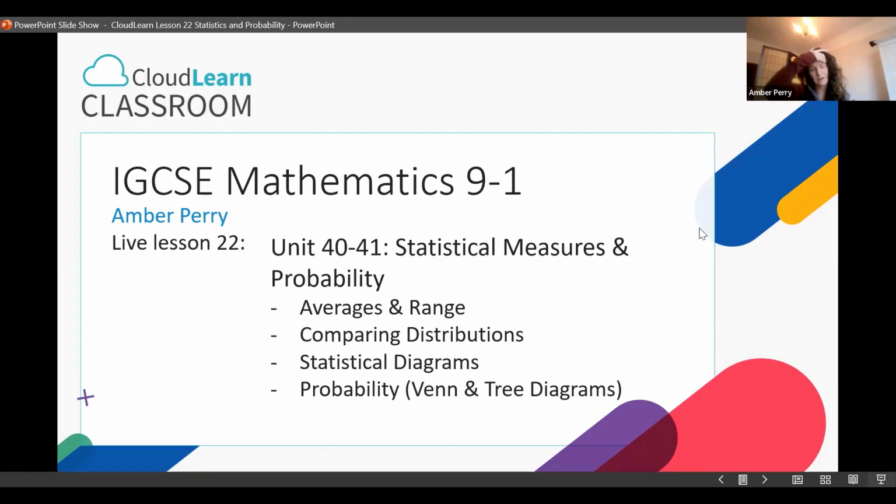Okay, so this week I'm going to try and cover quite a lot of material. I'm going to go for a quick summary of all of the statistical measures, concentrating on averages and range from grouped data, comparing distributions, and quickly just going over some statistical diagrams. And then also, hopefully, we'll have time to have a look at probability, including some Venn and tree diagrams.